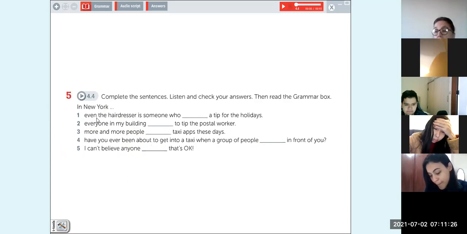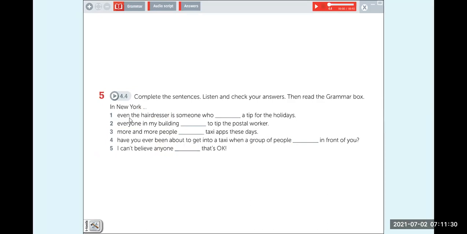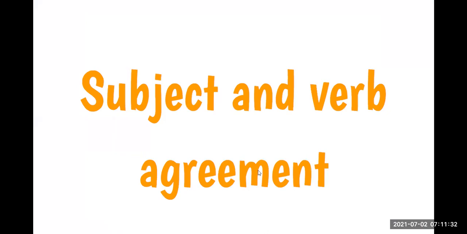Okay, so today something that we are going to put in practice is subject and verb agreement. Okay, so what does it mean? That if we have a subject that is in the third person singular, we need a verb in singular, right? And if we have a subject that is not in the third person singular, we need the verb in plural. So we are going to do that.